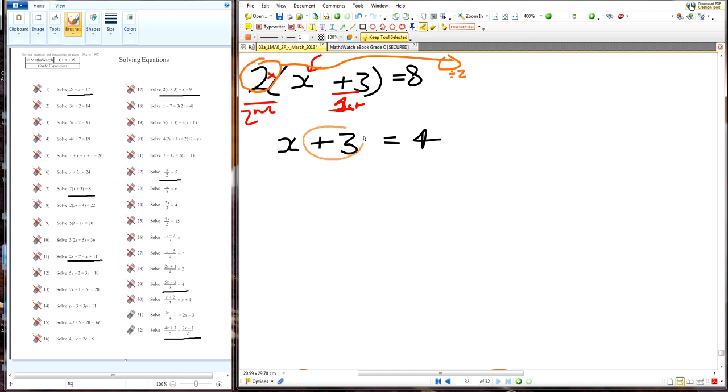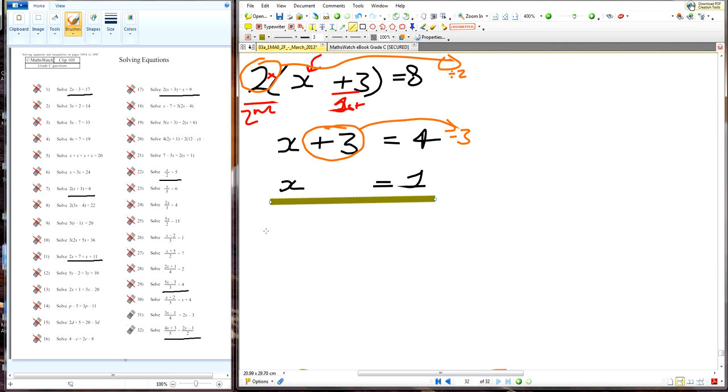Next we have the plus 3. Opposite of add 3 is minus 3. And then next we have x is equal to 4 minus 3. The x is equal to 1. And there's the answer. Are we happy with that? So rather than multiply the brackets and then solving, we can just move it straight away and we have fewer steps to do. Yes?